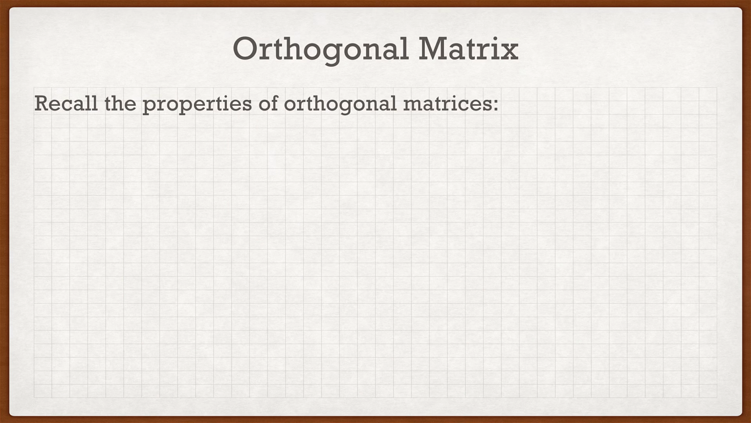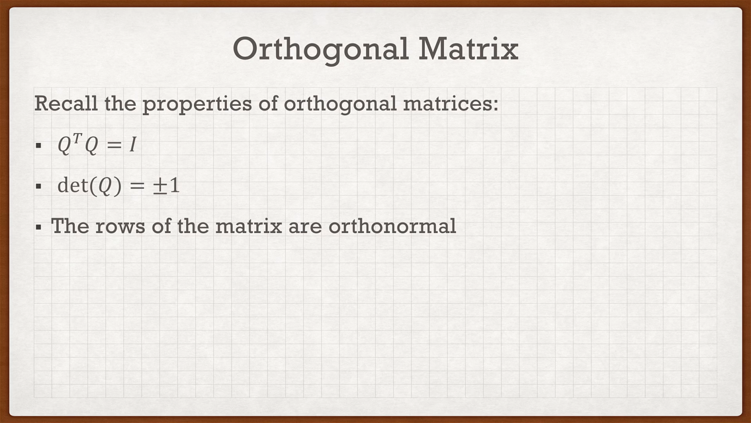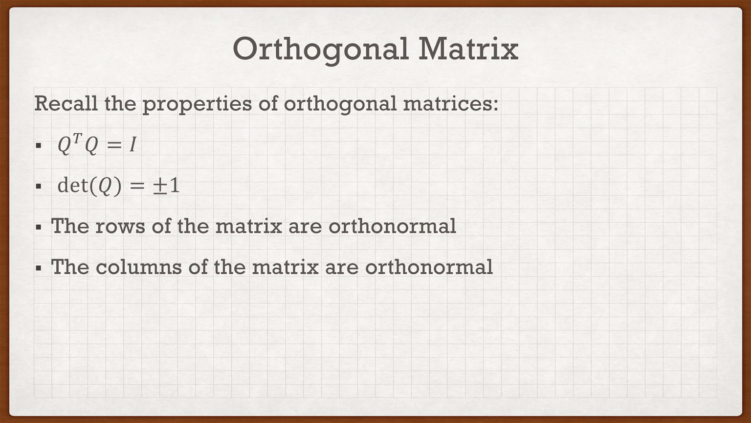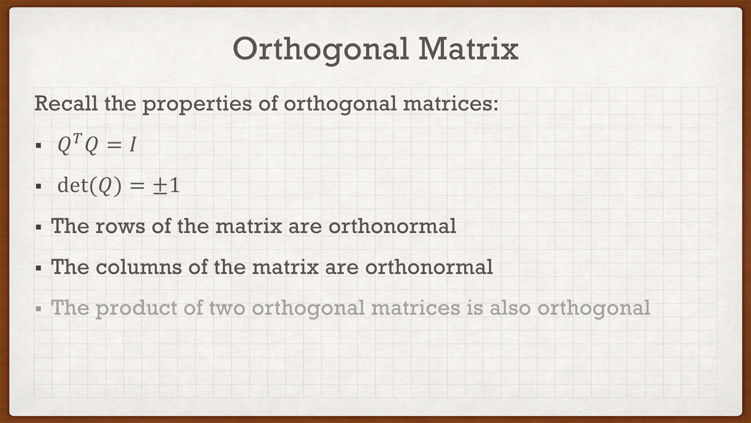So let's talk about orthogonal matrices, because this is going to be the key to part A. If you don't get part A right, then all the rest is going to go right downhill. Let's look at the properties. By definition, a matrix is orthogonal if Q transpose Q is equal to the identity matrix I. From this, we can conclude a bunch of other things. One of them is that the determinant of Q is equal to plus or minus 1. The rows of the matrix are orthonormal, meaning all the rows are perpendicular to each other, as are the columns. And finally, the product of two orthogonal matrices is also orthogonal.